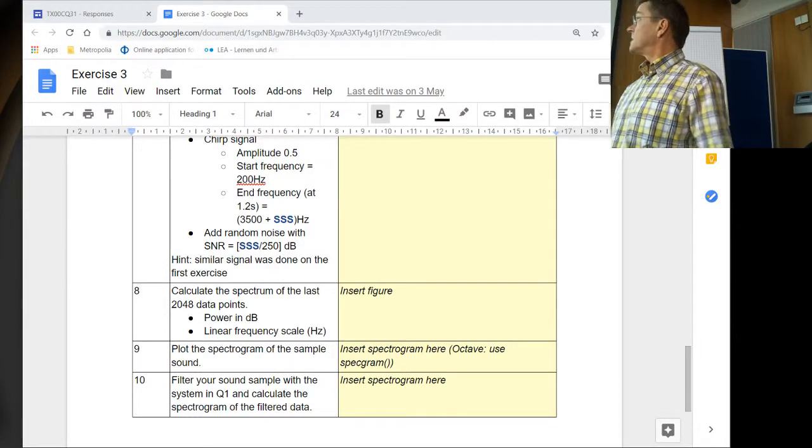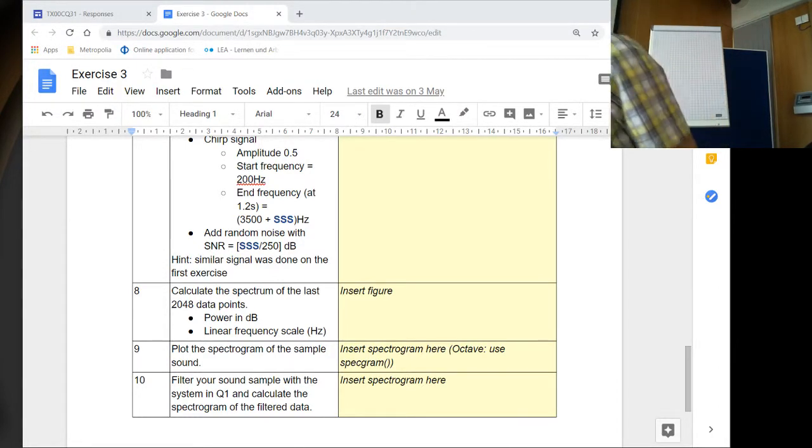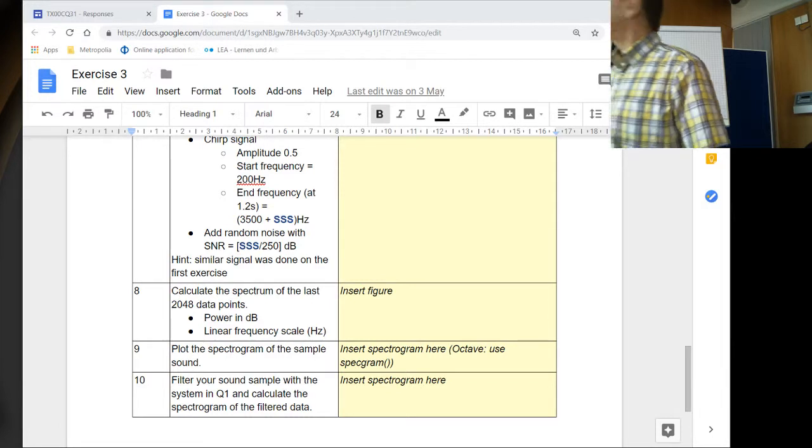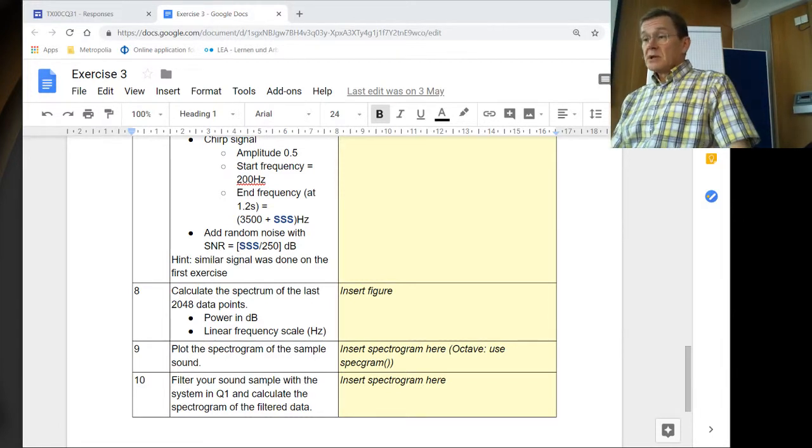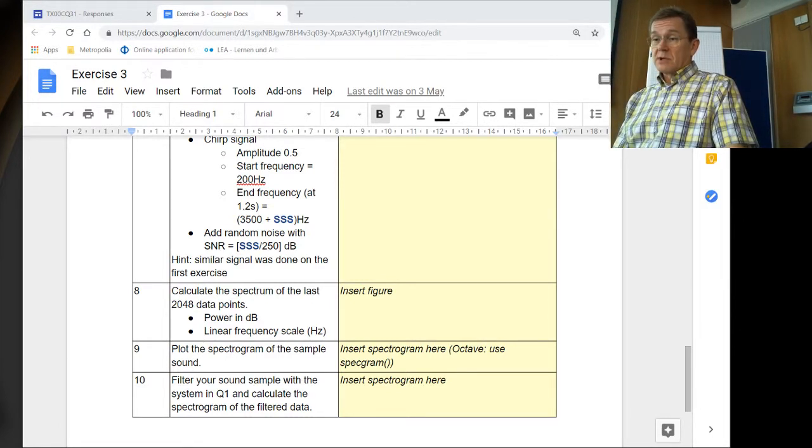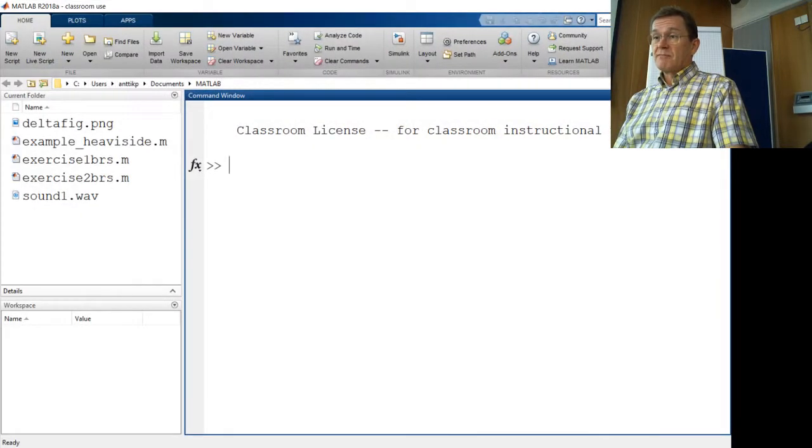Okay, so yesterday I didn't go through this last part, which is the spectrum calculation. But anyways, there's not much magic there.